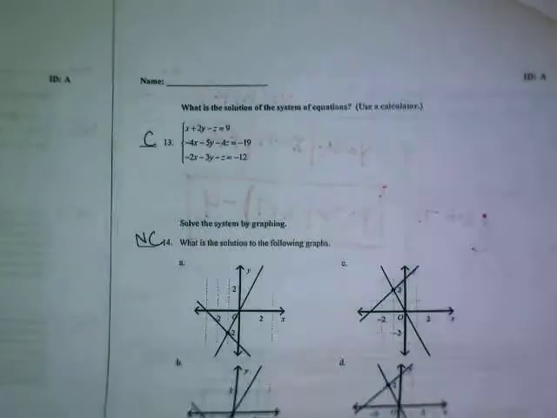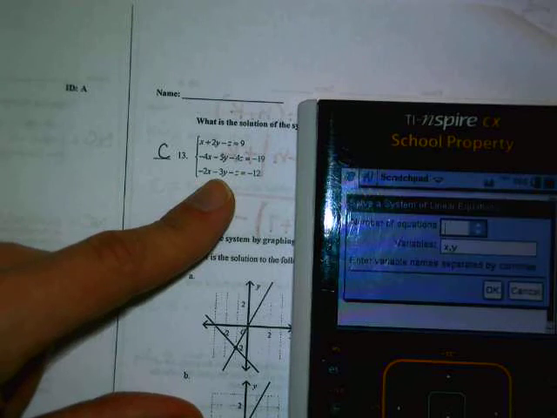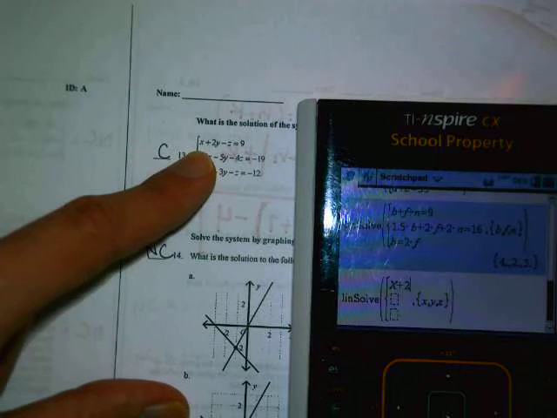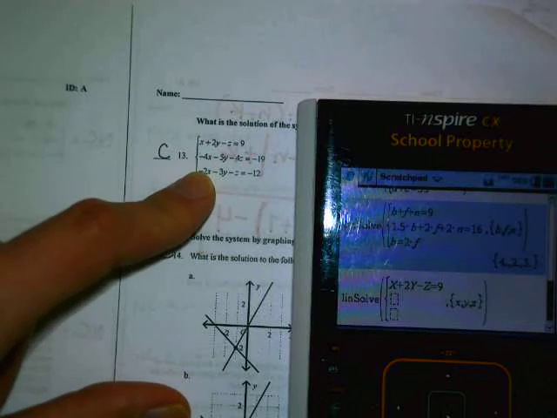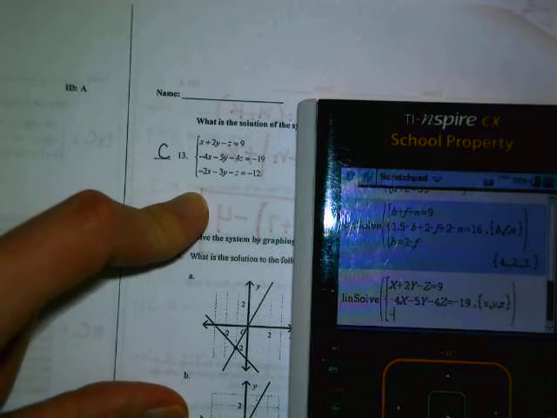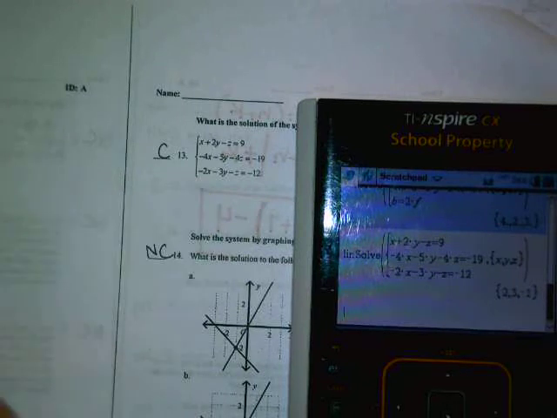Number 13. It says, what is the solution to this system? Once again, we're going to use the calculator. We're going to do menu 3 to 2. We have 3 equations, and all you have to do is type them in. You don't have to do anything to these. You can just type them in like you see them. Negative 4x minus 5y minus 4z equals negative 19. Negative 2x minus 3y minus z equals negative 12. Hit enter. So x is 2, y is 3, z is negative 1.